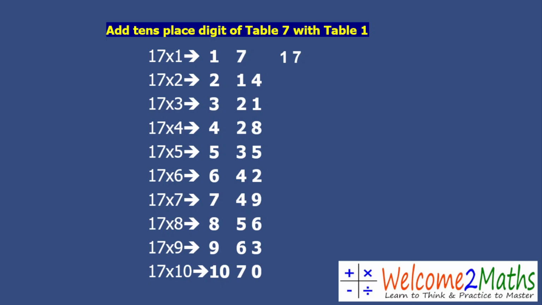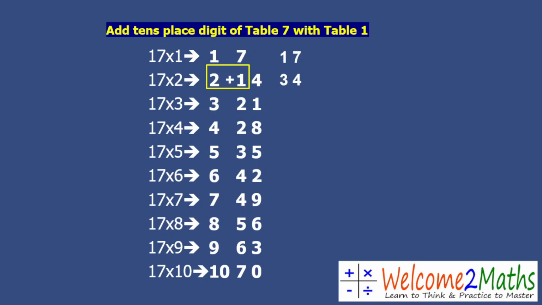At first, 17 twos: you can see that 2 and 1, we have to add 2 and 1. 2 plus 1 is 3 and then 4. The ones place digit we write as it is. So 2 plus 1 is 3 and then we write 4. It's 34. You see, 17 twos are 34. And the rest of the table we have to do in this way only.